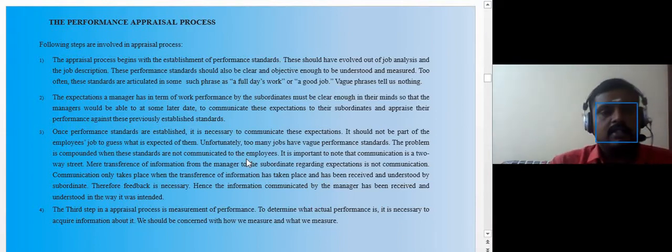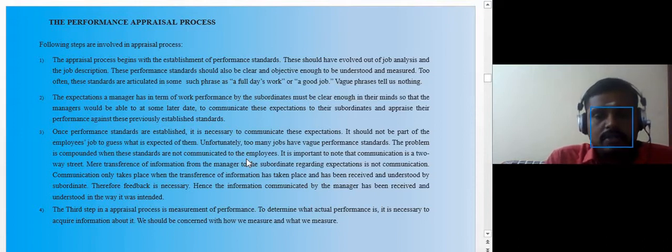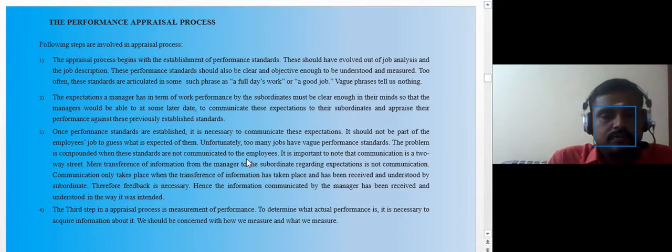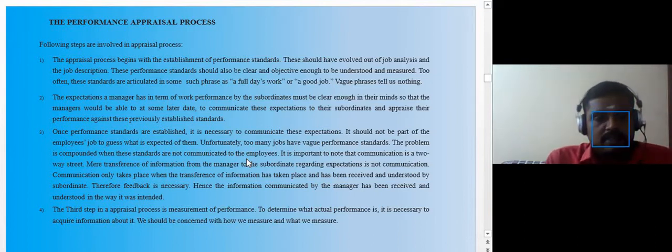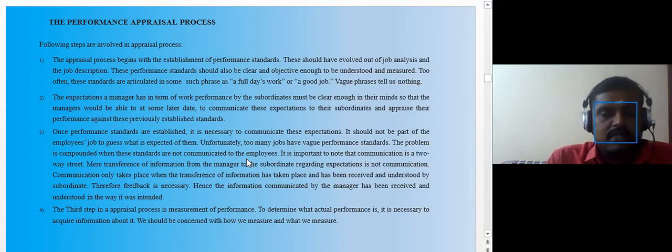Once performance standards are established, it is necessary to communicate these expectations. It should not be part of the employee's job to guess what is expected of them. Unfortunately, too many jobs have weak performance standards. The problem is compounded when these standards are not communicated to the employees. Communication only takes place when the transference of information has been received and understood by the subordinate. Therefore, feedback is necessary, to confirm that the information communicated by the manager has been received and understood in the way it was intended.